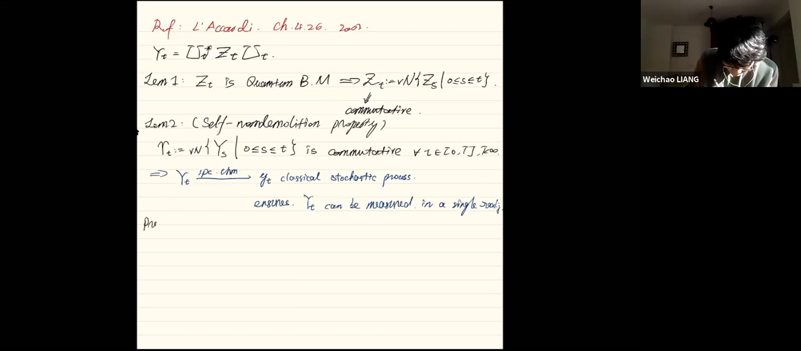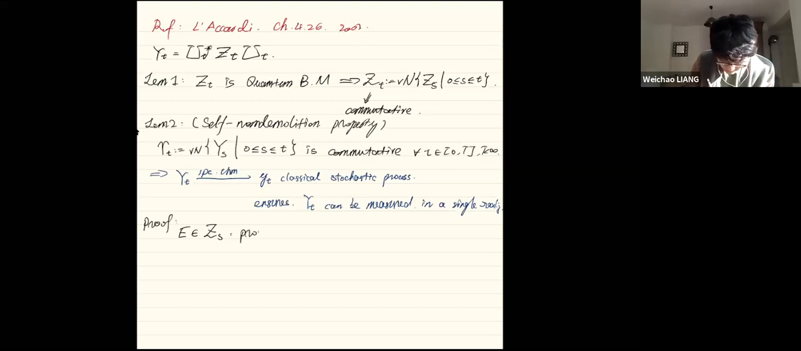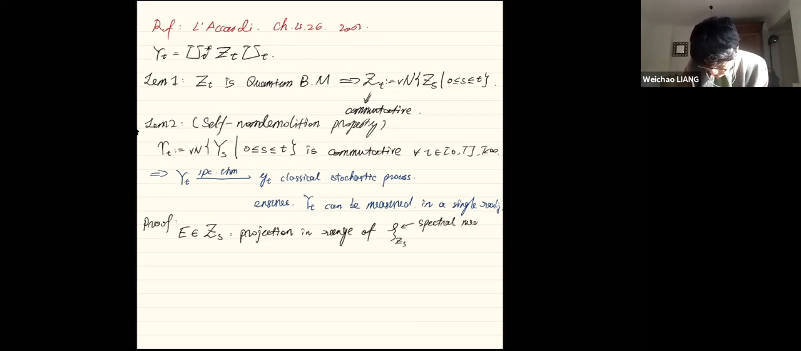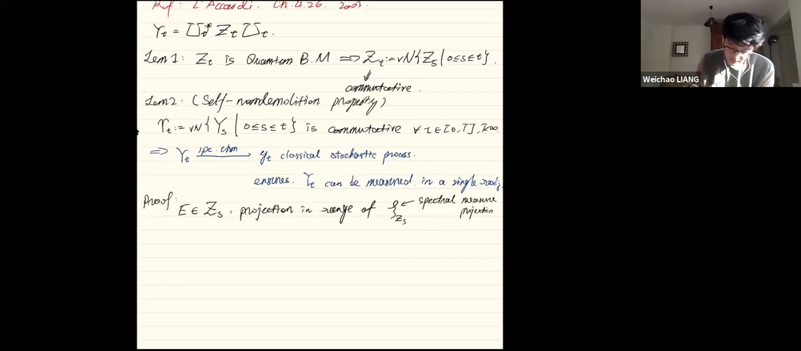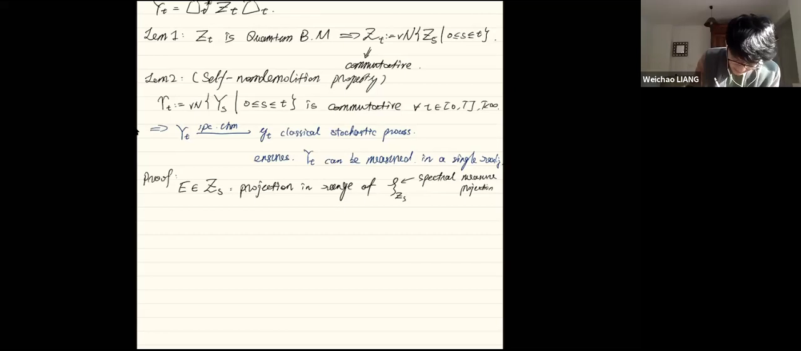And I will give the proof. The proof is very easy. We first define a projection belonging to the fundamental algebra generated by the input noise. This is an arbitrary projection in the range of the spectral measure of the input noise. I denote it as the spectral projection. Of course, it is always bounded. Then we can apply the quantum Itô formula on the evolution of this projection.